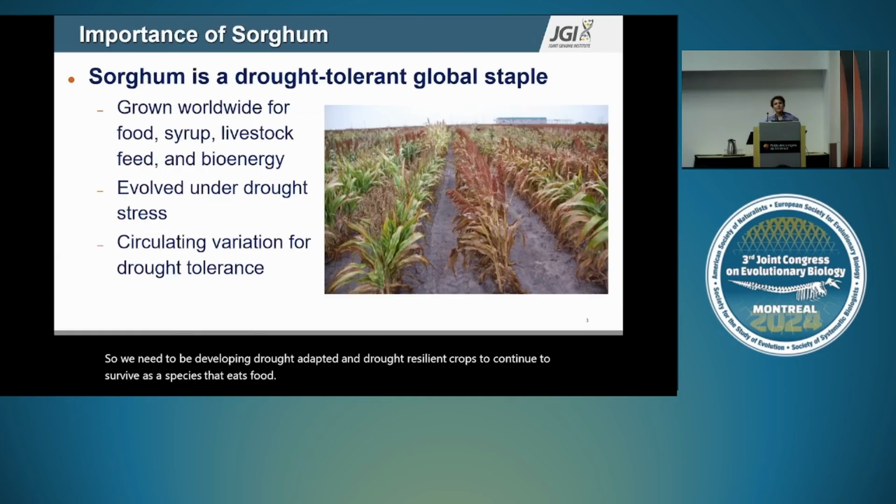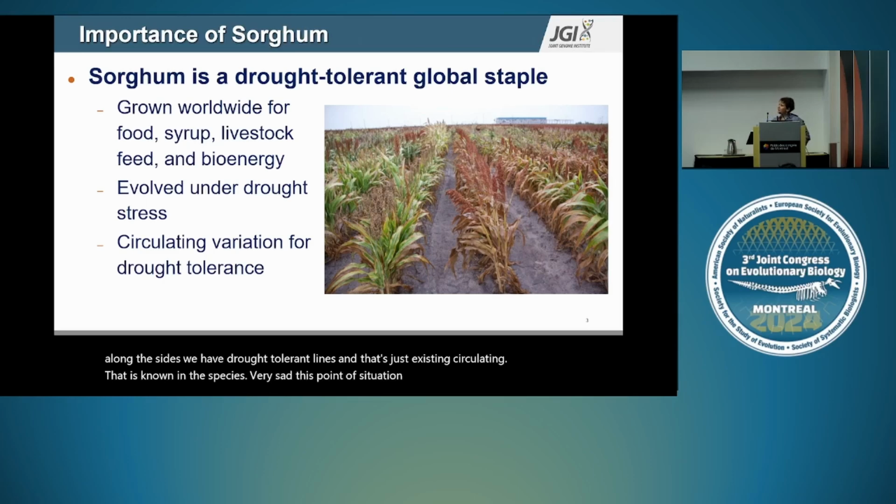Sorghum is a really promising arena to work on for this because it already has a lot of circulating drought tolerance. It evolved in a very dry place, and there's a lot of variation within it for drought tolerance. It's used for many functions, including as a staple crop. In this plot, in the center we have a non-drought tolerant line, and along the sides we have drought tolerant lines, and that's just existing circulating variation known in the species.